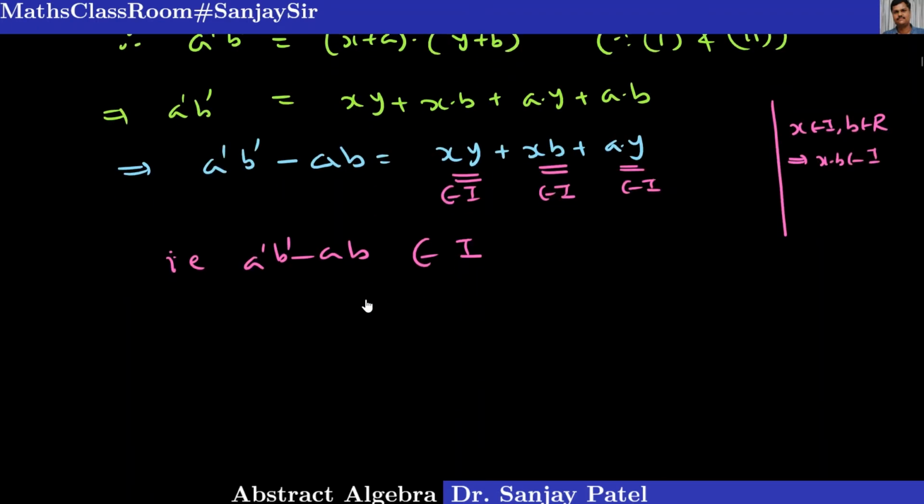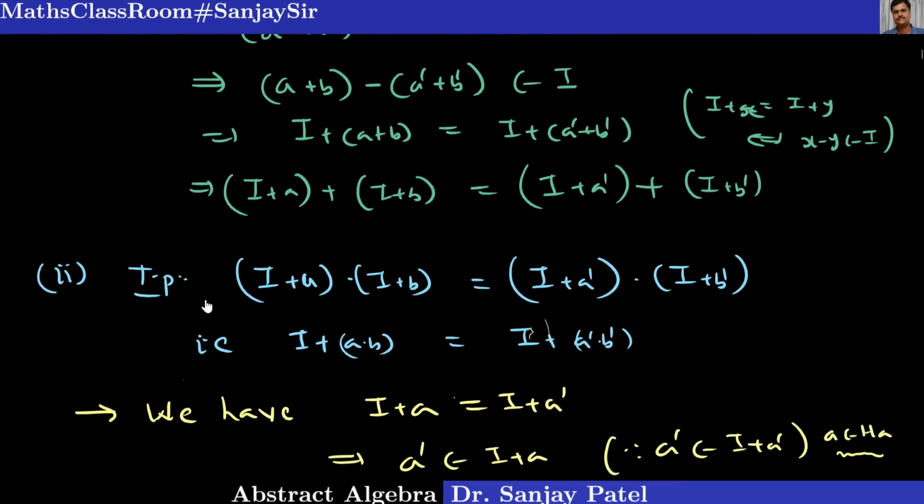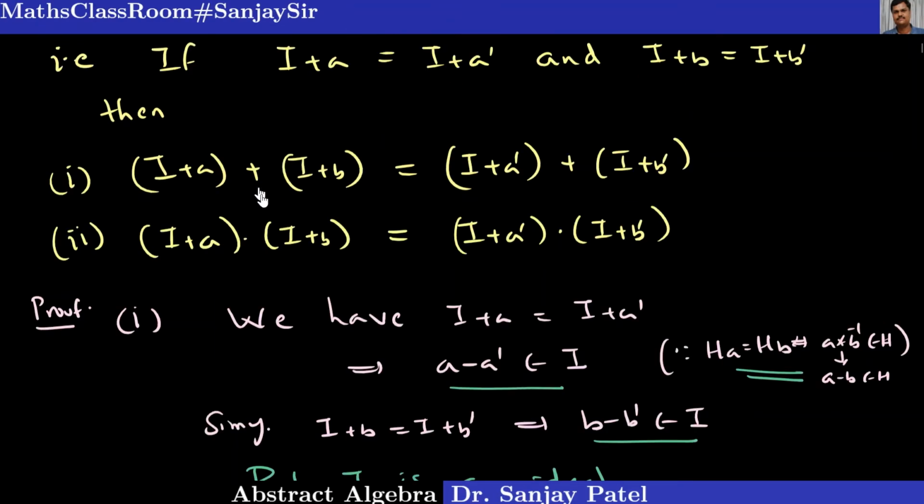But if A dash B dash minus A into B belongs to I, we can say immediately that this means I plus A dash B dash is equal to I plus A into B by the properties of coset. So thus we have proved that I plus A dash into I plus B dash is equal to I plus A into I plus B. So these two things show that the definition of addition and multiplication of cosets is independent of representation of the cosets. So it is a valid definition.